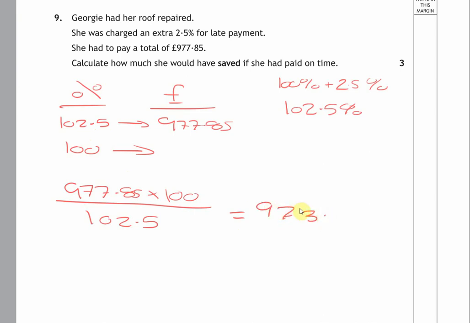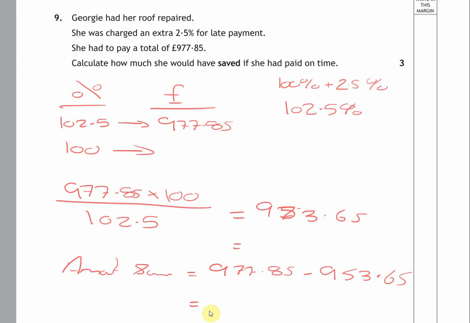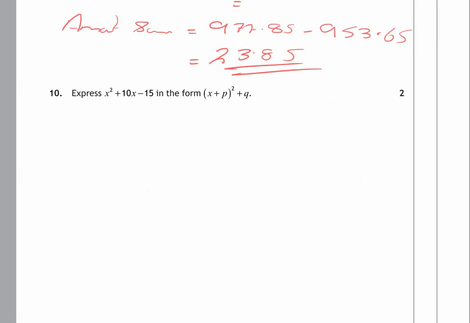And that'll tell us that the amount that she would have paid would be £953, so that should be 65 pence. So now we can say that the amount saved would be the difference between this value and this value. So we would say that it would be 977.85 minus 953.65. So that would then tell us that the amount that she would have saved would be £23.85.